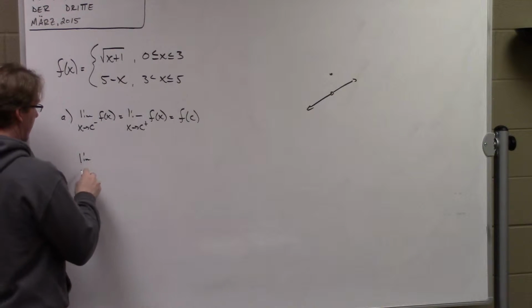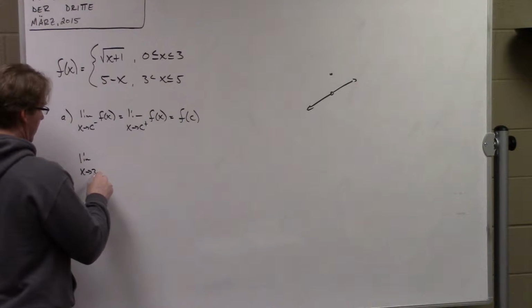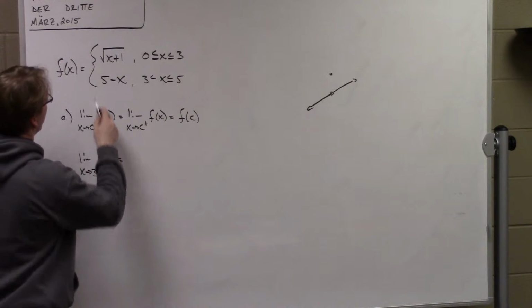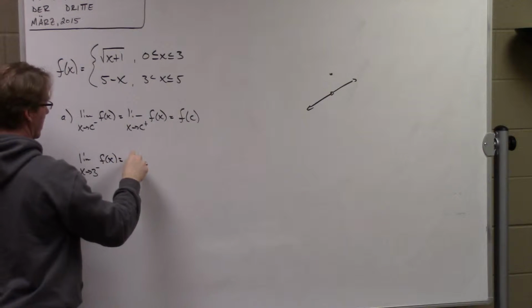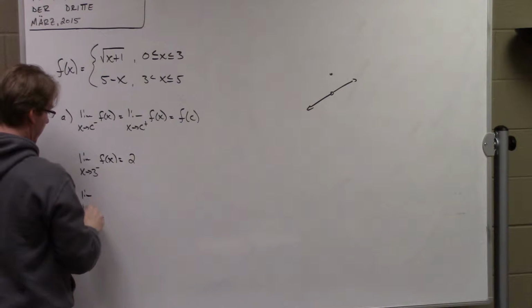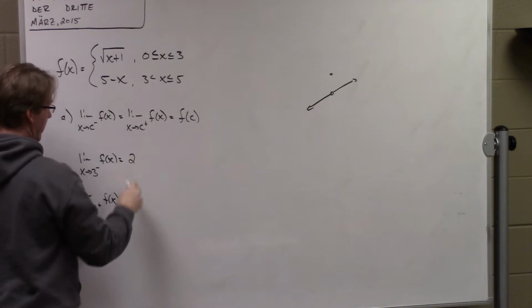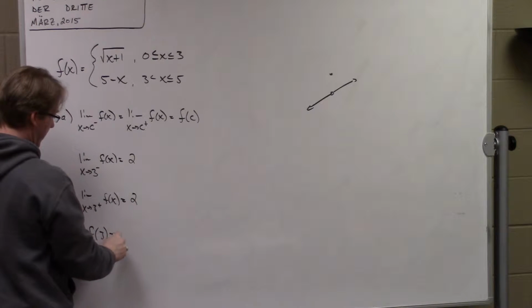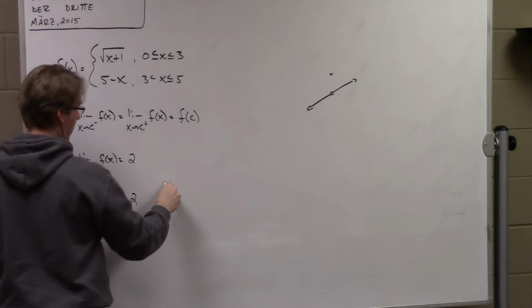All right, limit as x approaches 3 from the left of f of x. All right, so that's this side. If we plug in 3, we get 3 plus 1 is 4, root of that is 2. Limit as x approaches 3 from the right. All right, that's this one. Stick in 3, 5 minus 3 is 2. And f of 3, which is from this guy, is still 2, therefore we are continuous.